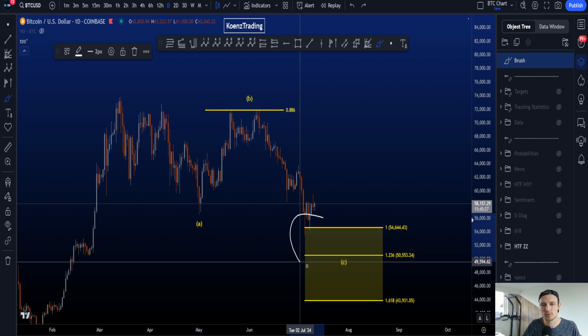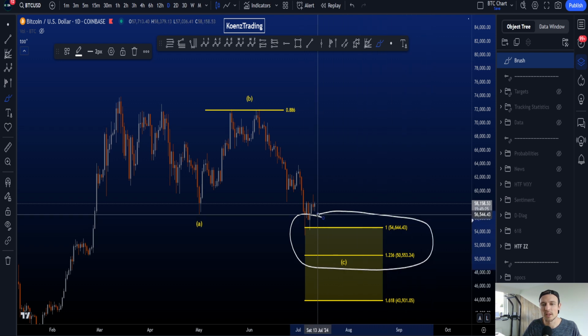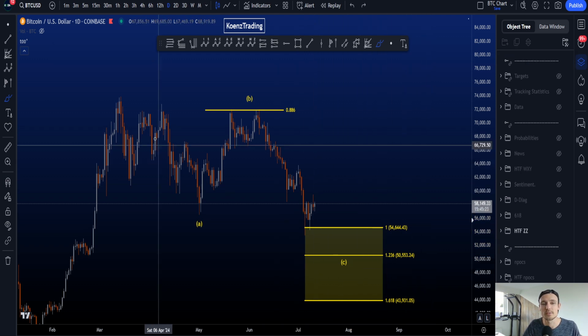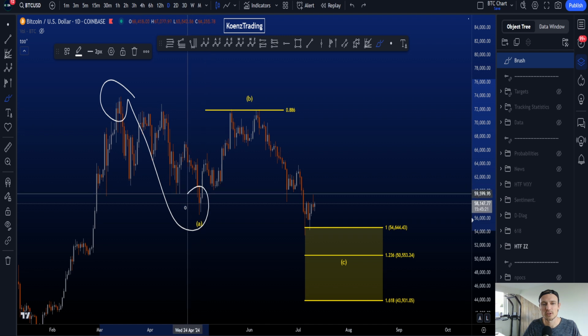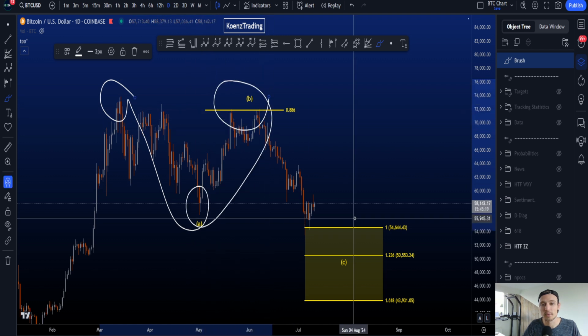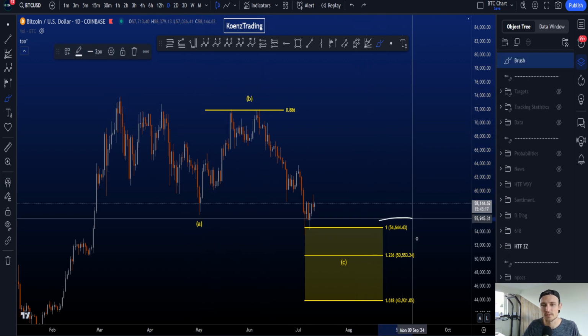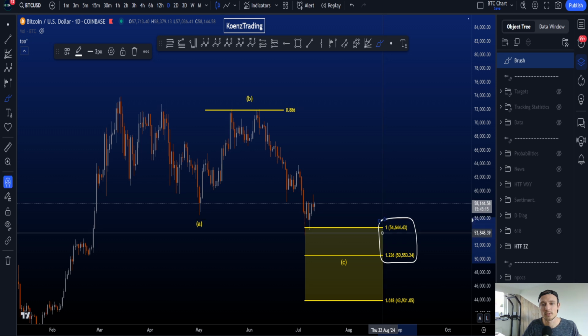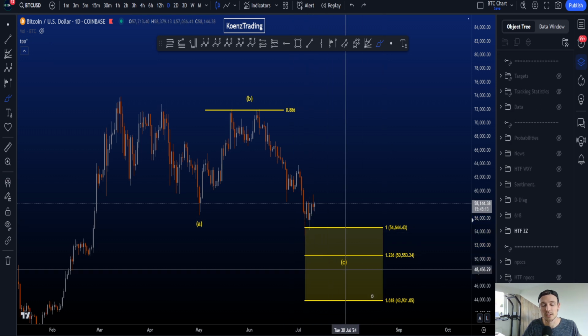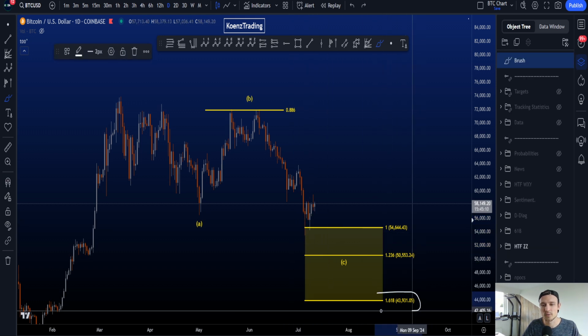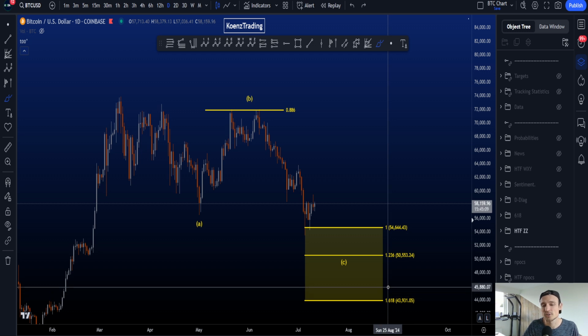Wave C, most common target area, is between the 1 and the 1.236 trend-based fib extension taken from the start to the end of A to the end of wave B, giving you a target between 54.6k and 50.5k, which as you can see is touched. The 1.618 at 43.9k is an extension target for C and is a little less common.